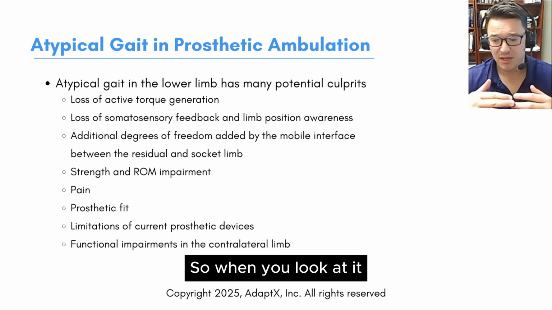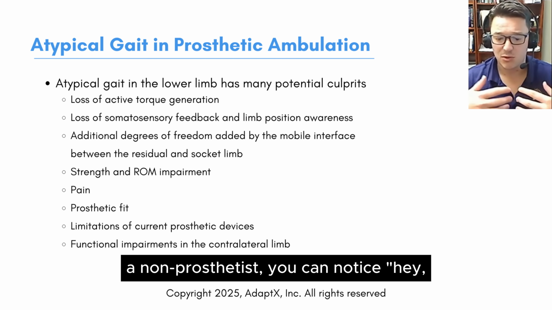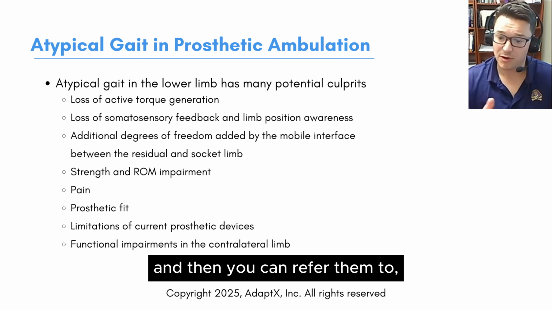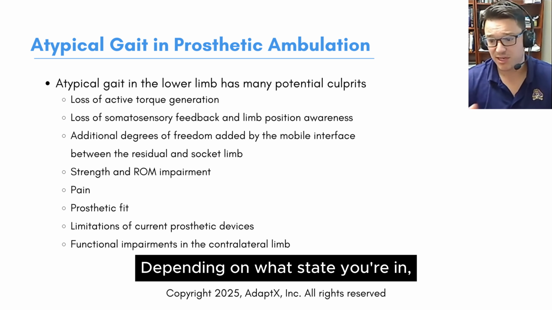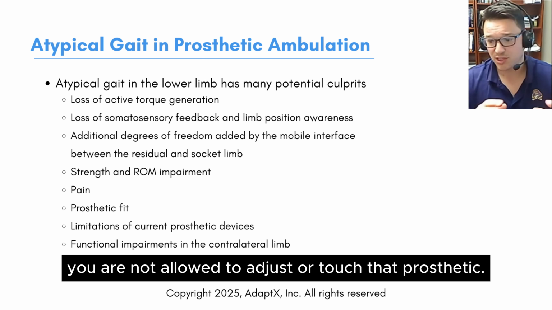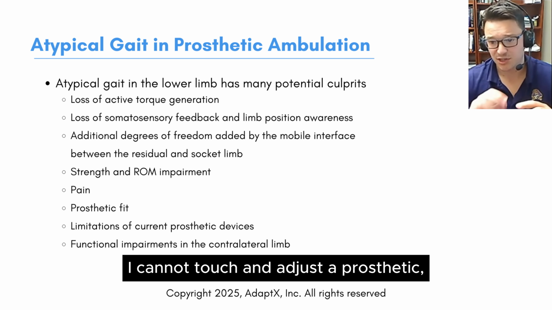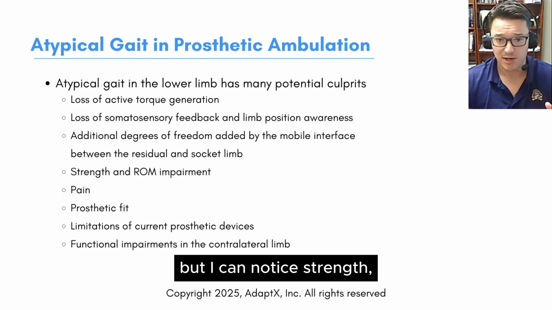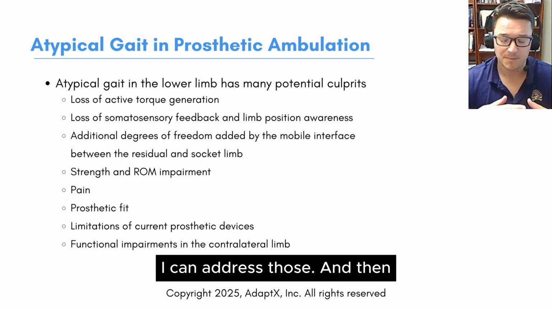So when you look at it, in the case of someone who's a non-PT, a non-prosthetist, you can notice, hey, that doesn't look right. Hopefully you can do that after today. And then you can refer them to either a physical therapist or a prosthetist. Depending on what state you're in, you are not allowed to adjust or touch that prosthetic. In the state of North Carolina, I cannot touch and adjust a prosthetic. I can recommend you go see your prosthetist, but I can notice strength and range of motion. If there's pain or residual limb problems, I can address those.